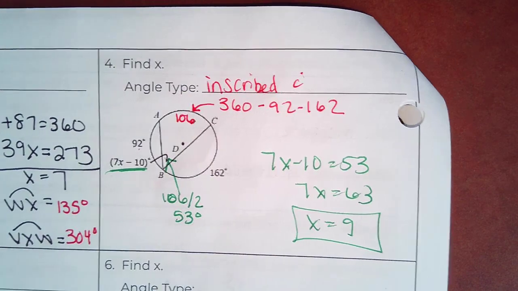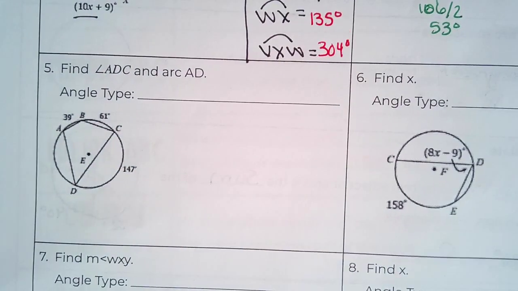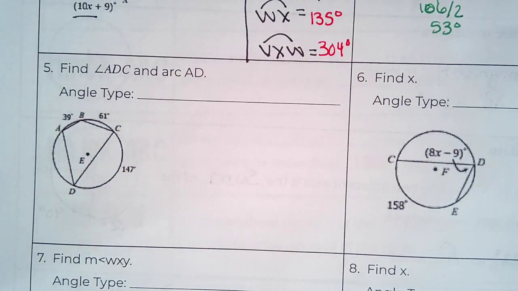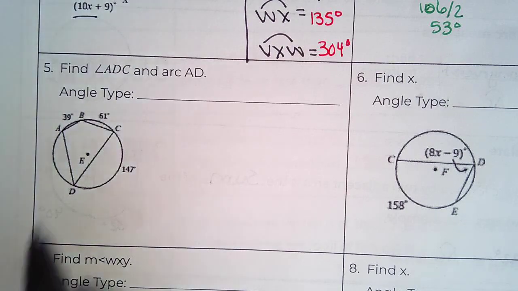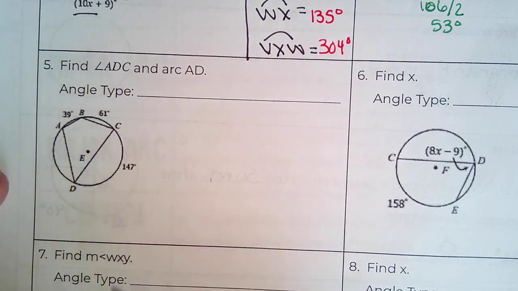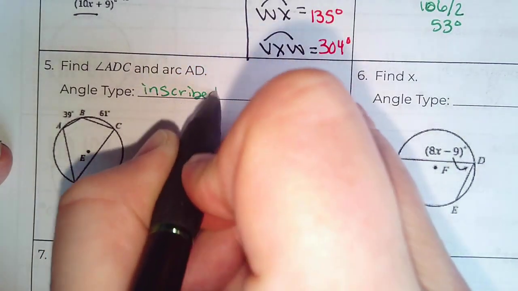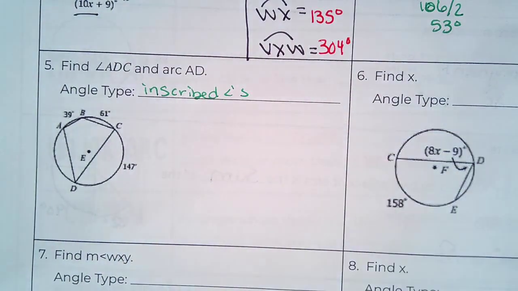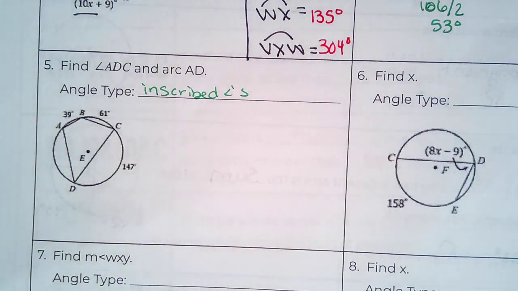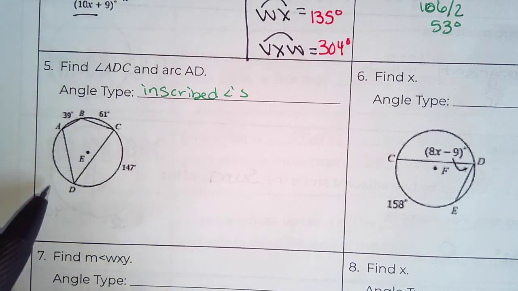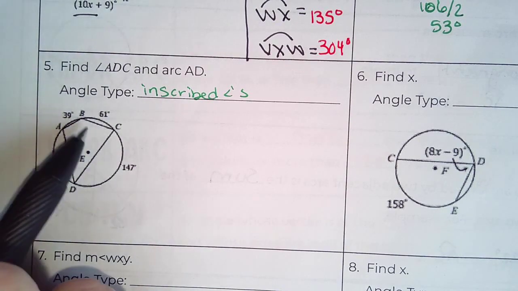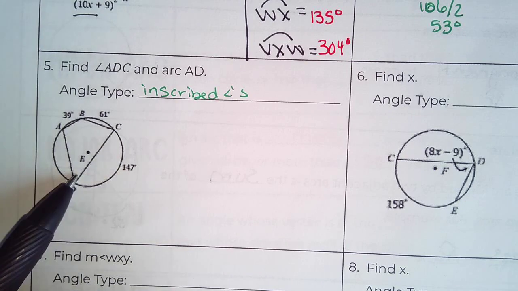Number 5. Find angle ADC and arc AD. So angle types: none of these angles are touching the center, so these are all inscribed angles. So right now I need to find, let's find arc AD.